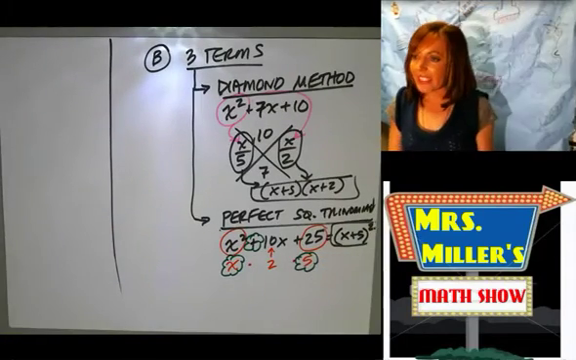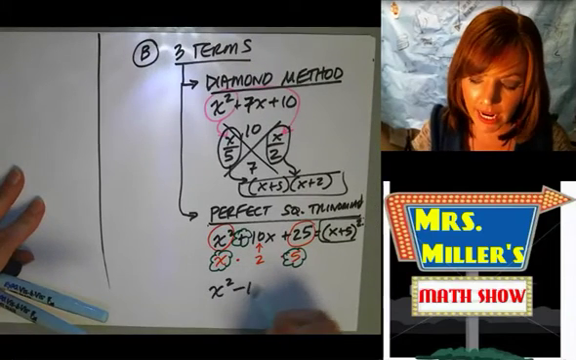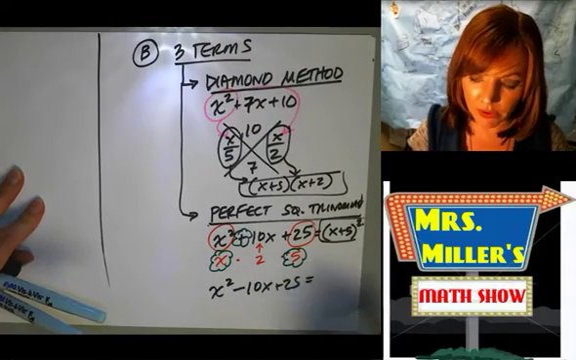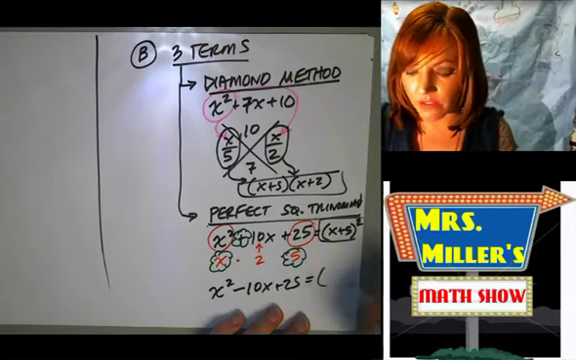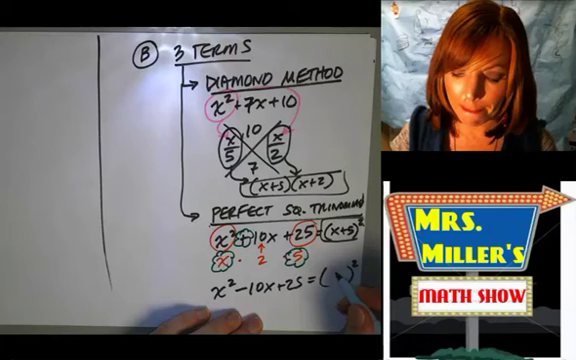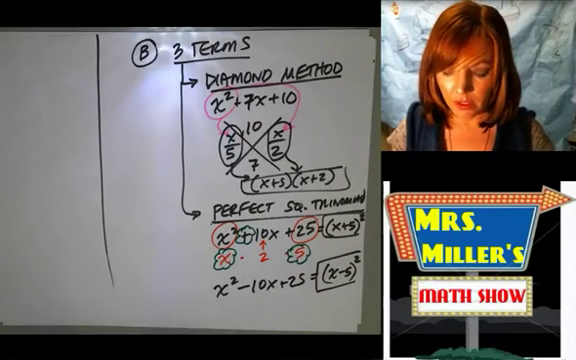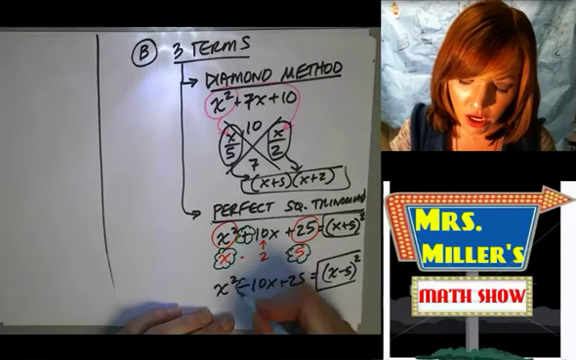Now, what about if we have x squared minus 10x plus 25? What is the only difference here as far as the factored version of this? Sloan? The problem will become x minus 5 because the center is negative. Excellent. Everybody give it up for Sloan. All right.